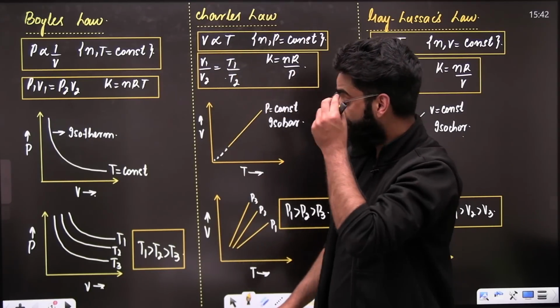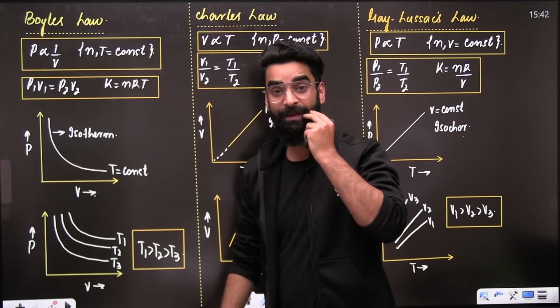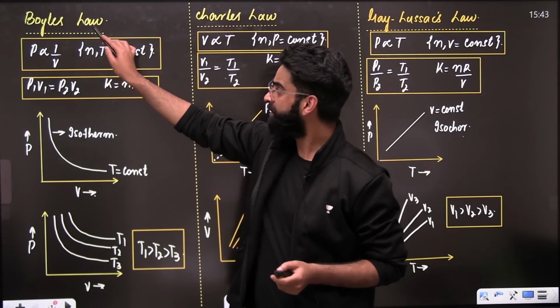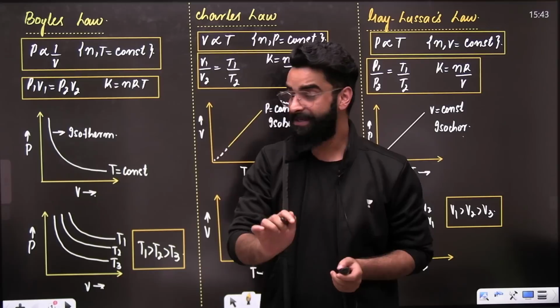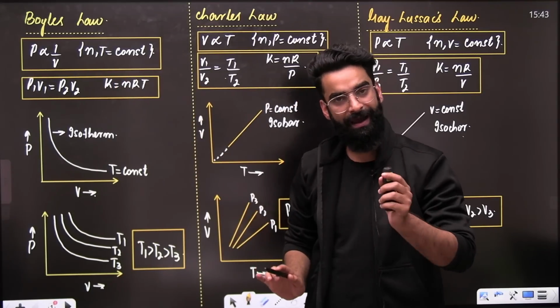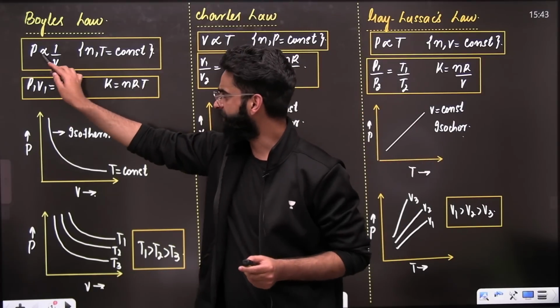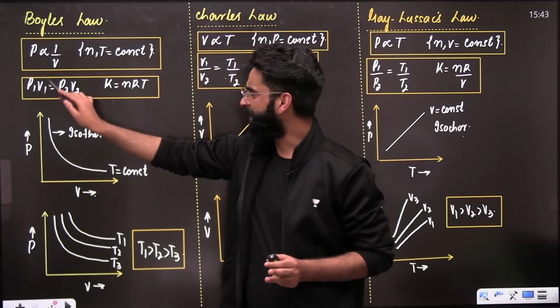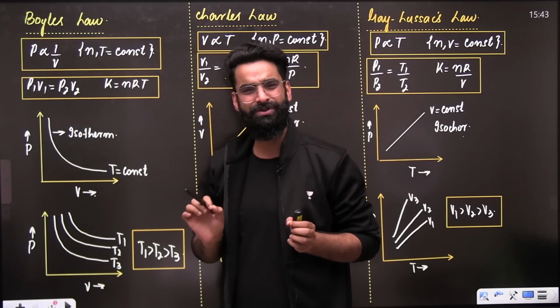Let's get started with the first topic, that's Boyle's law over here. So first thing, my dear students, which I would want all of you to remember, Boyle's law is valid for an ideal gas when the number of moles and temperature of the gas is kept constant. And as per Boyle's law, pressure of the gas is inversely proportional to volume of the gas, right? Since pressure and volume are inversely proportional to each other.